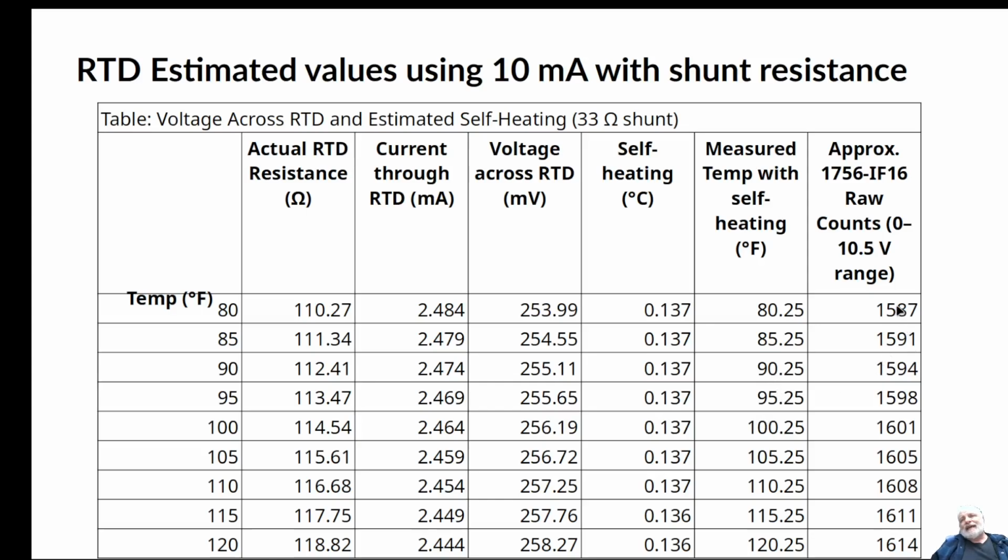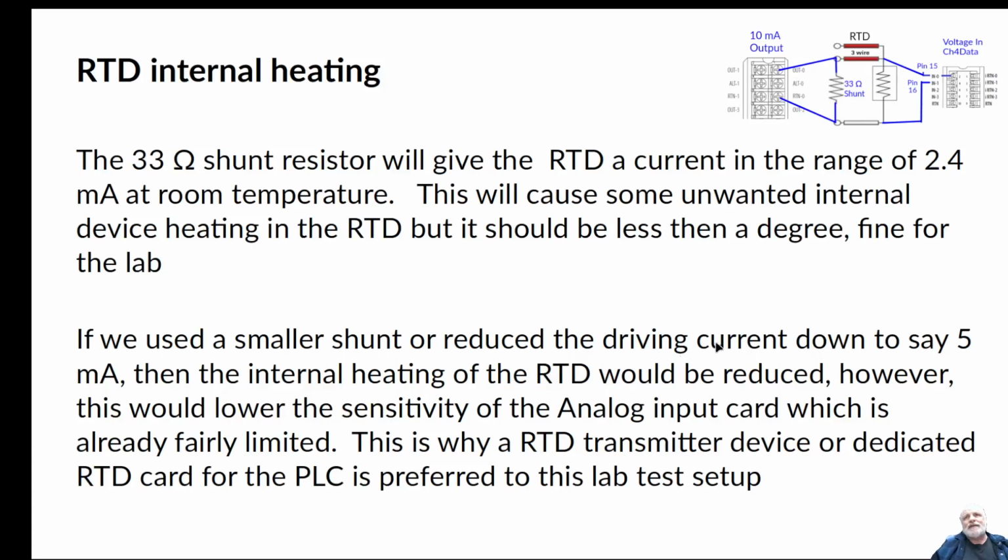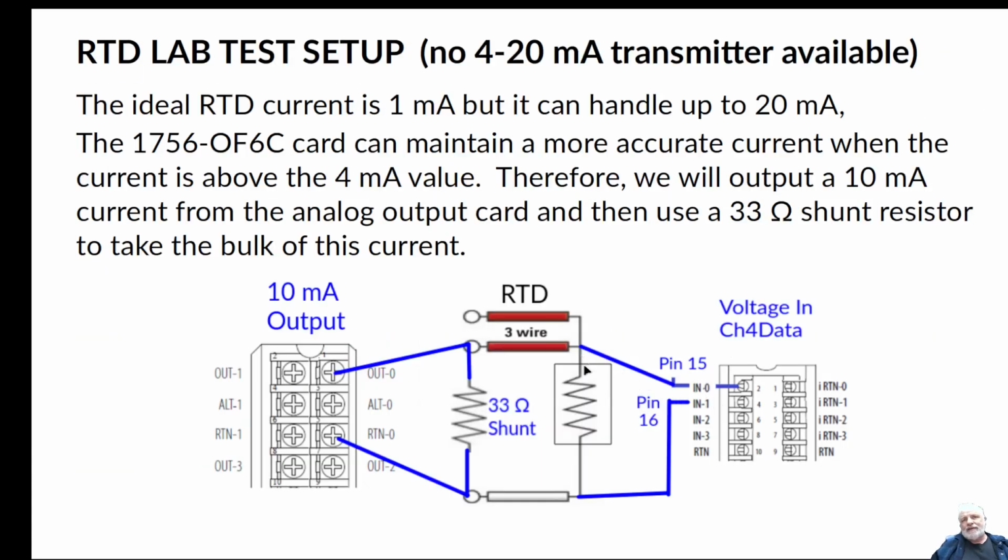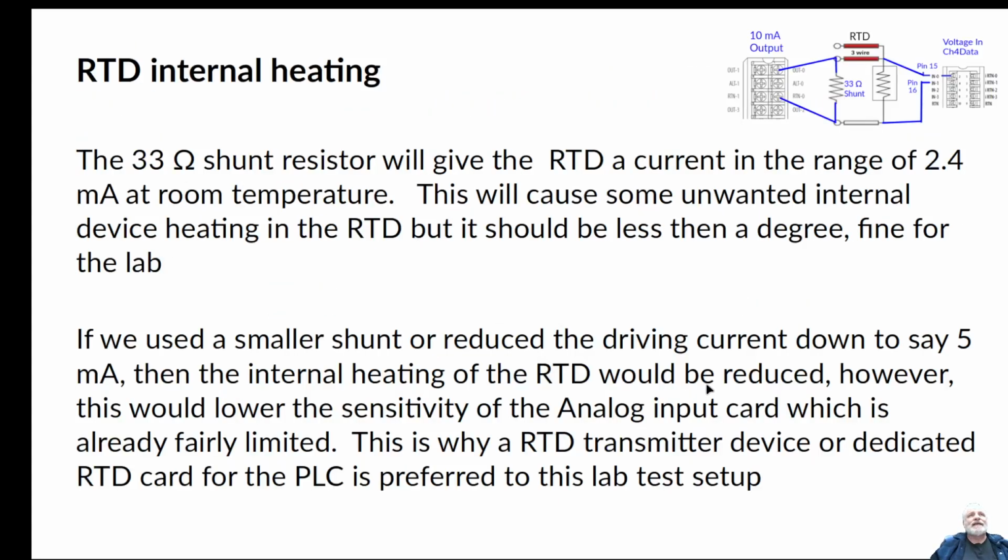And then if we look at the counts inside the PLC, again, we don't have a transmitter, so we're just going to read the voltage. We're measuring the voltage drop across this RTD. We can then measure the count, look at the count, and then scale it into an actual temperature inside of our PLC.